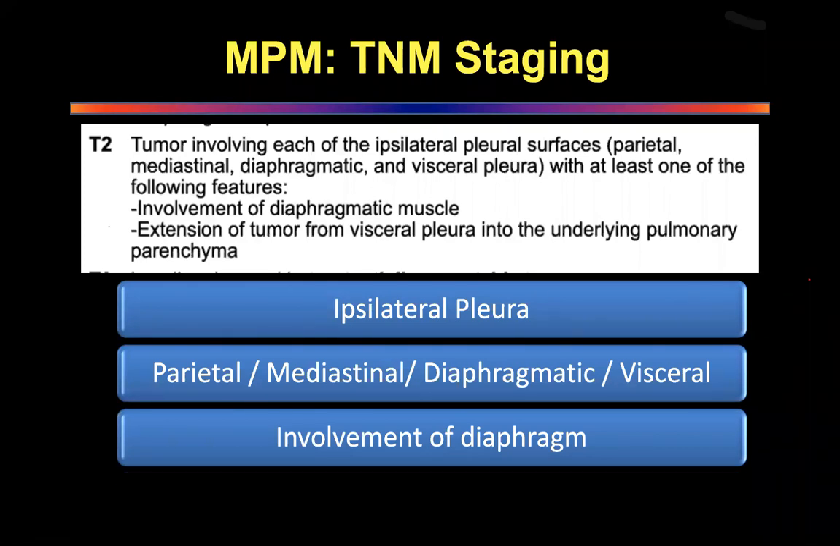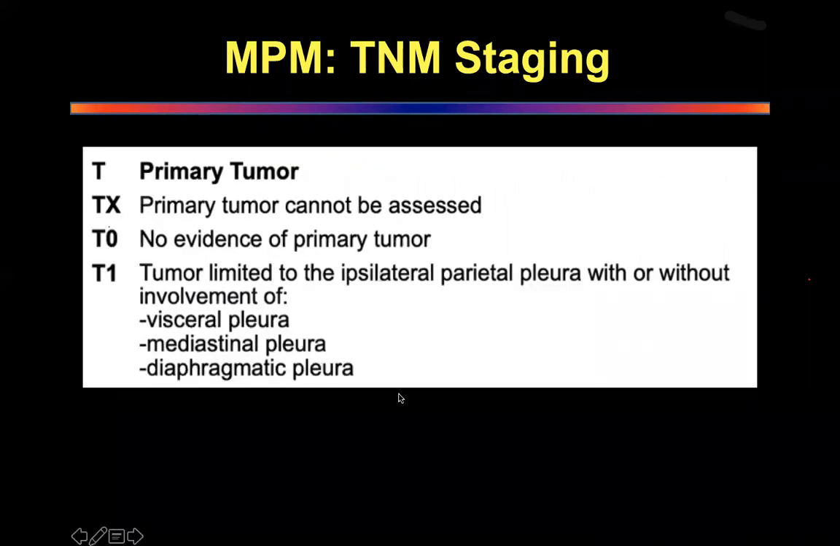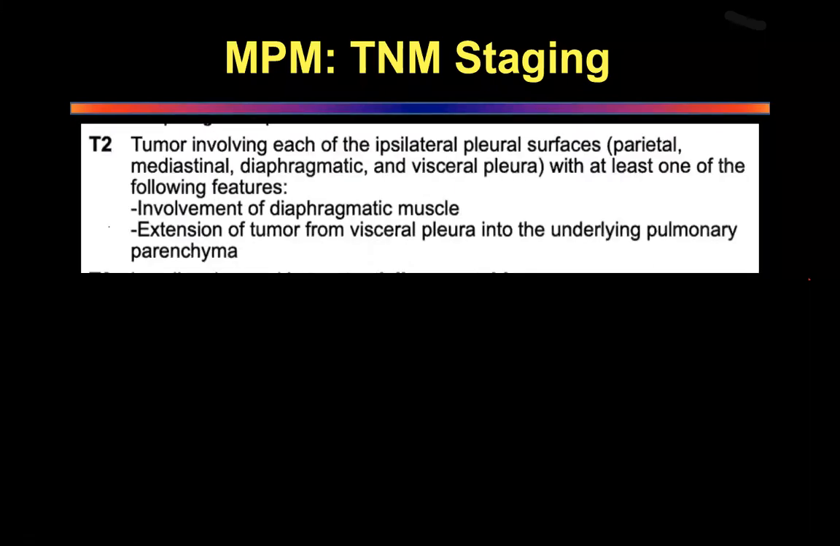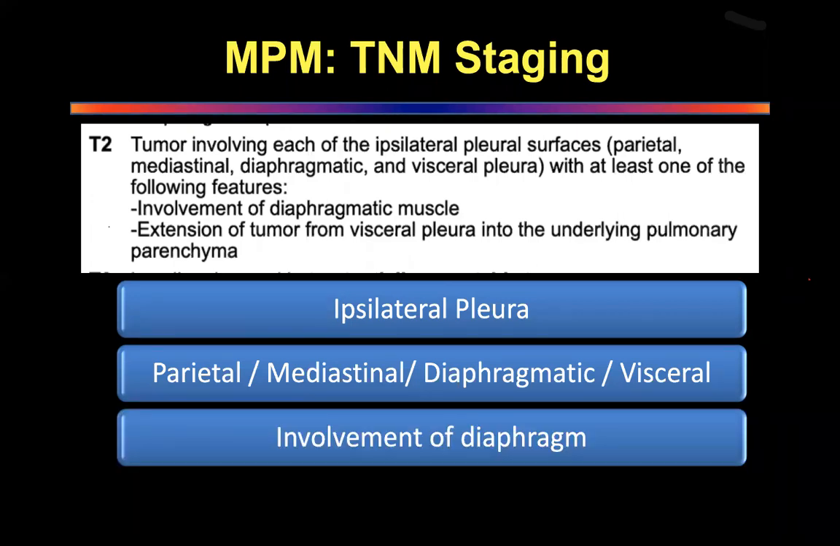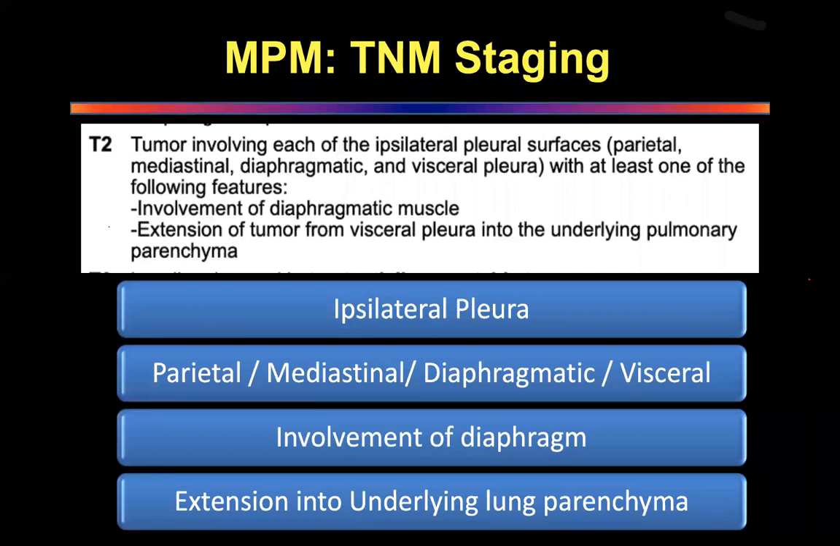So T1, we said, was tumor limited to the parietal pleura or visceral pleura or mediastinal or diaphragmatic pleura, but the inner lining, not going beyond it. The T2 is the same, but it has now gone into the diaphragmatic muscle, or it has gone into the lung parenchyma. That is the difference between T2 and T1.